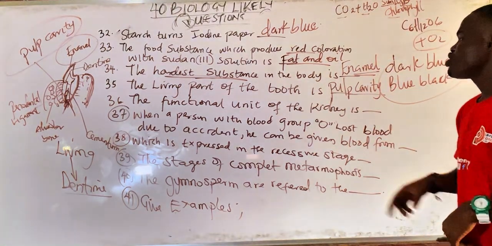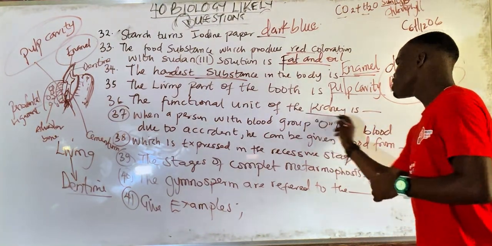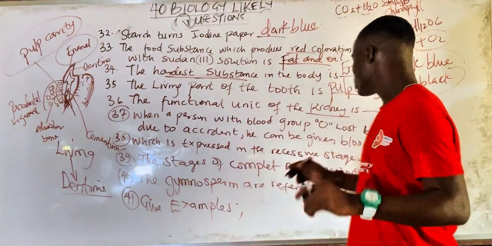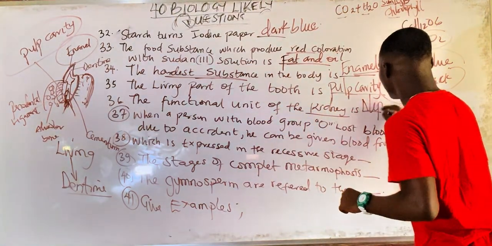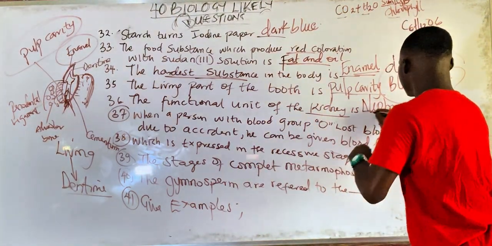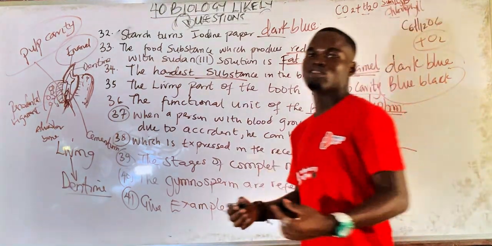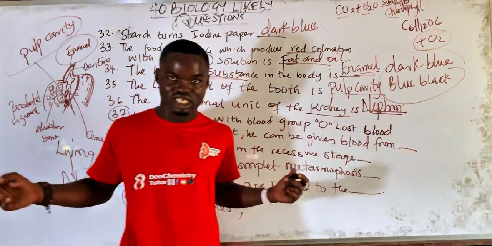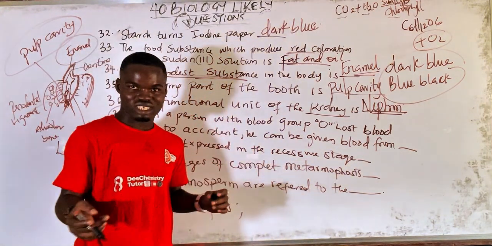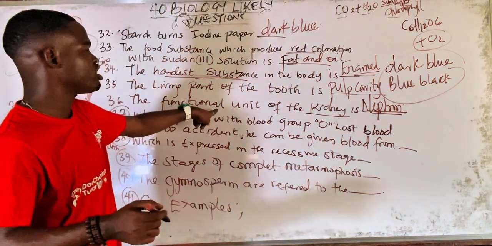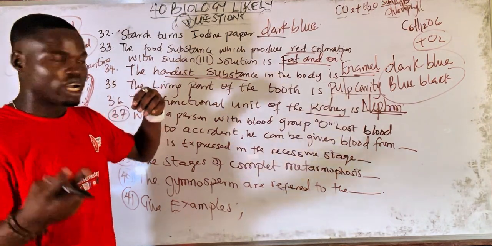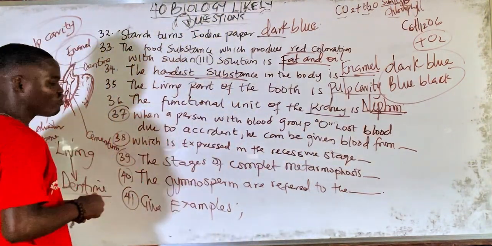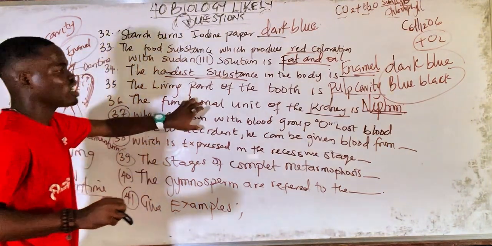Take note of that. So the functional unit of the kidney, everybody should know this. It's about 1.2 to 1.5 million nephrons. The nephron is the functional unit. Just like when you say the functional unit of the liver is the hepatocyte, we can talk about the functional unit of a lot of things. For the kidney, we have two kidneys, it's a pair. So the nephron is the functional unit of the kidney.